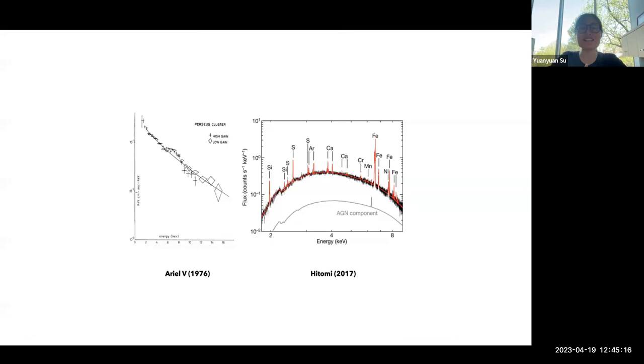So, you can see this is a comparison of the spectrum of Perseus cluster from a mission from decades ago and today, by Hitomi. You can see that the spectral resolution has improved dramatically. We can also see from the spectrum that the intracluster medium is indeed enriched and contains many metal ions.